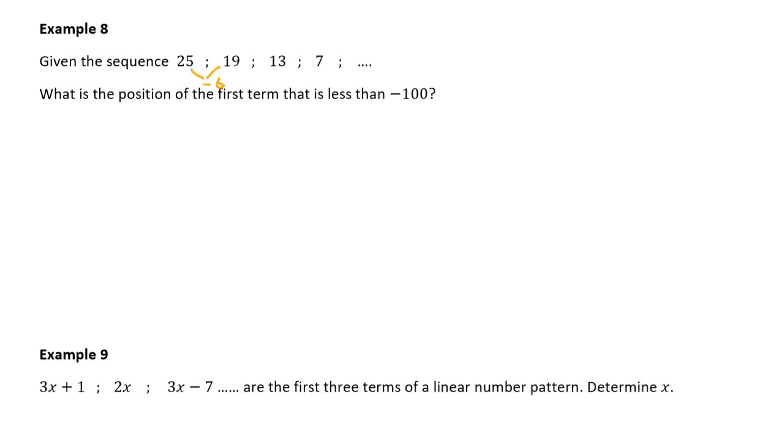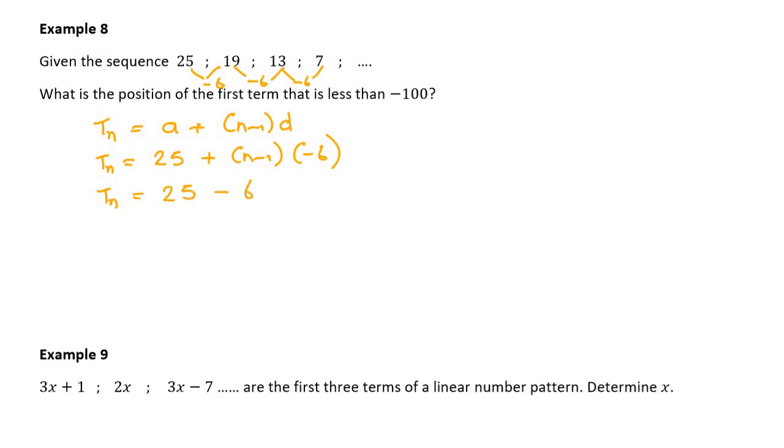So I see that I'm subtracting 6 there, I'm subtracting 6 there, and I'm subtracting 6 there. So this is a linear or arithmetic pattern, which means the formula given to me is a plus n minus 1 d. So in this case, my a value is 25, and my difference is minus 6. Now, if I just neaten that up, because I'm going to have to work with this, so I might as well neaten it up. So it's minus 6n plus 6. So my nth term, if I've neatened it up, is minus 6n plus 31.